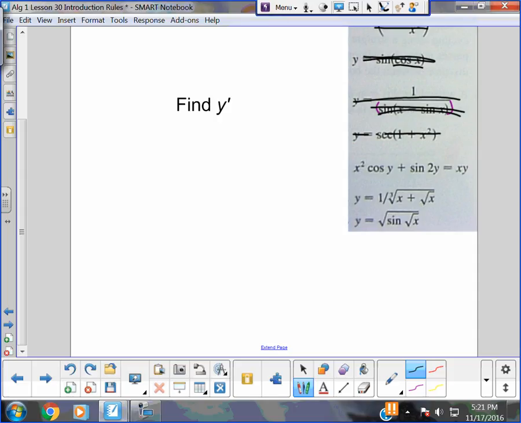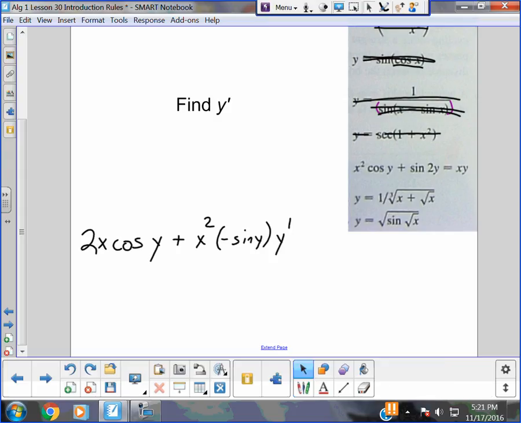So I'm going to take the derivative. I'm going to call this f. I'm going to call cosine y g. So I'm going to take the derivative of f first. I'm going to say derivative of x squared is 2x cos y. Now it is dx, but I'm dividing by dx immediately. Plus x squared, derivative of cosine y is negative sine y, dy, which we divide by dx to get y prime.